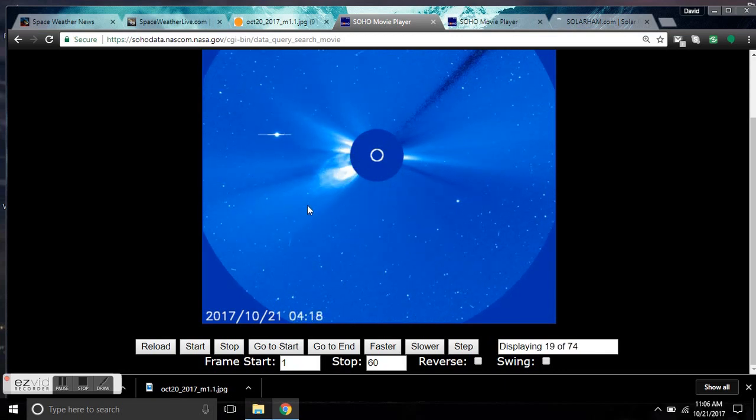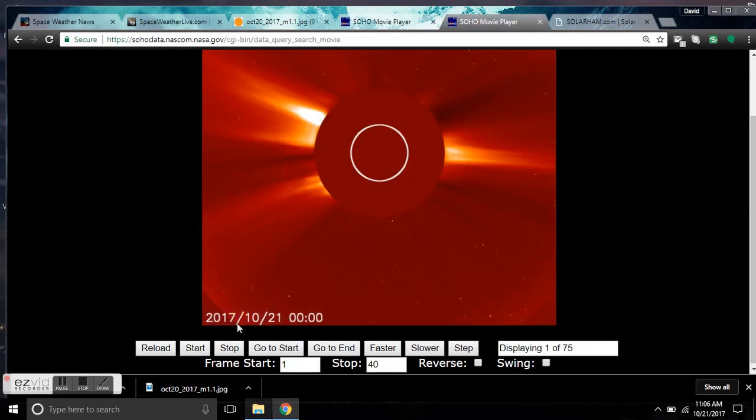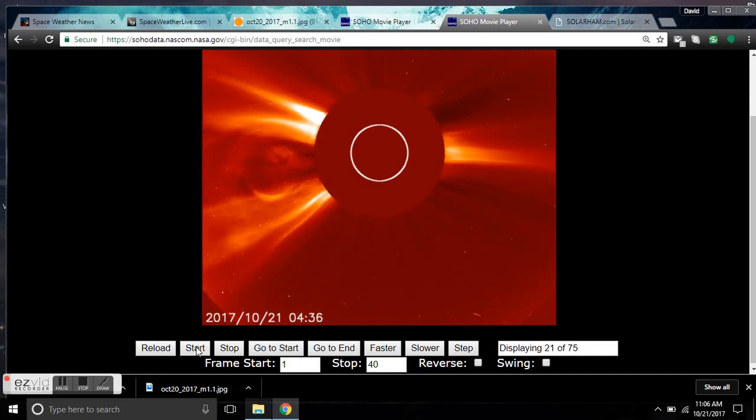This energy is going south and left, as well as north and left. Probably very little energy at all coming forward. This is from the backside. Same event, huge CME. Look at this material.